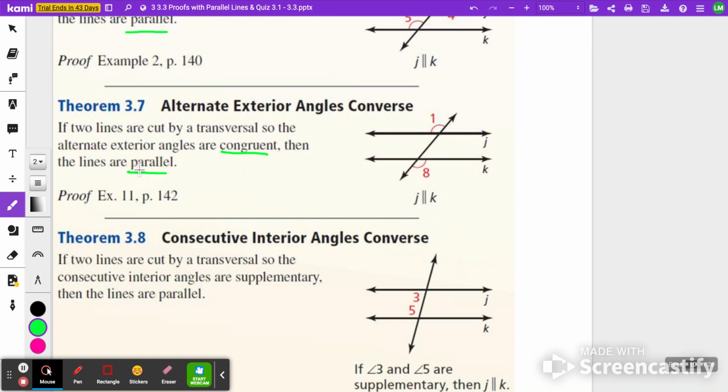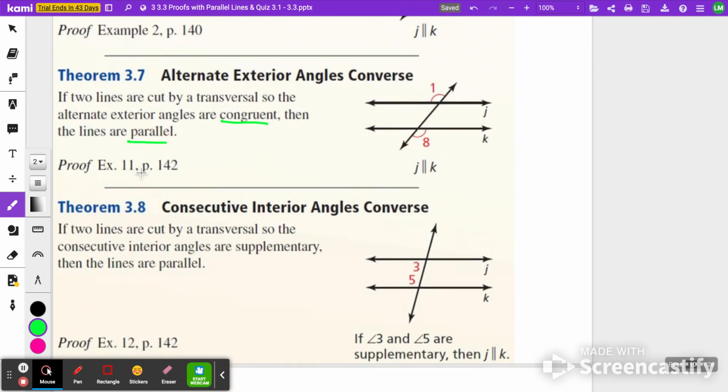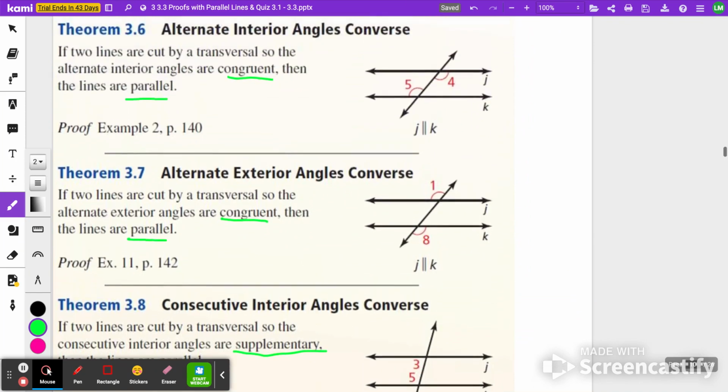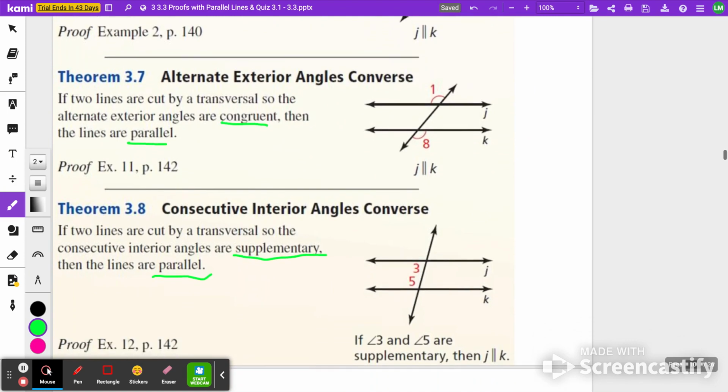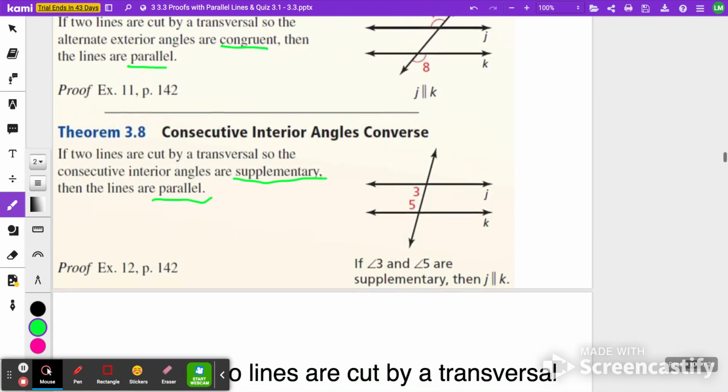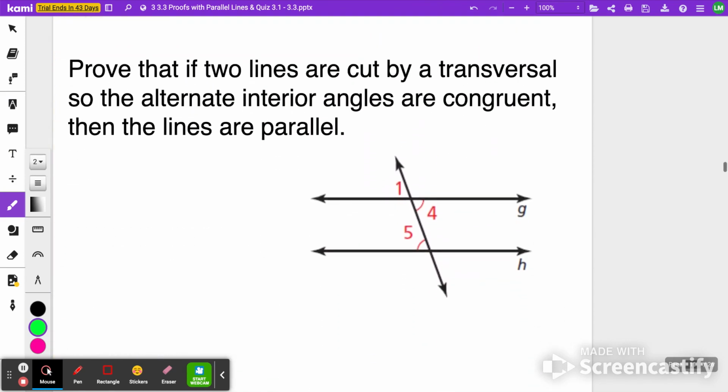And the consecutive interior angles converse says that if two lines are cut by a transversal, so the consecutive interior angles are supplementary, then those lines are also parallel. Take time now to make sure you have those three theorems filled in, 3.6, 3.7, 3.8, and let's keep going to see what we've got next.